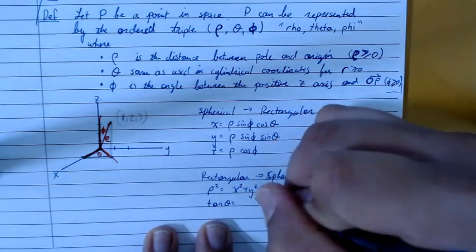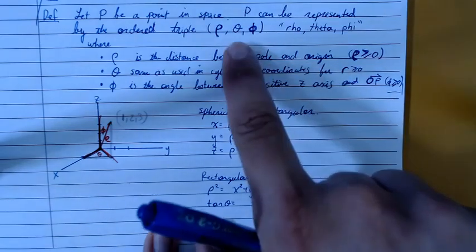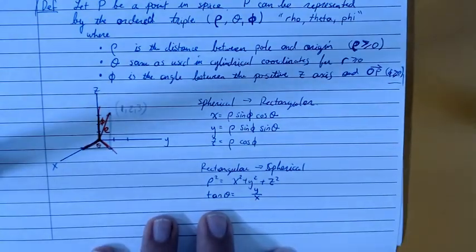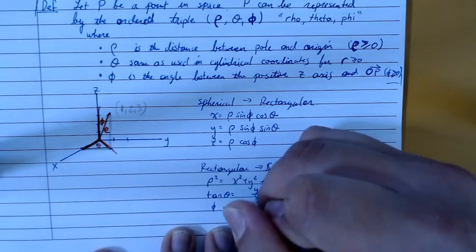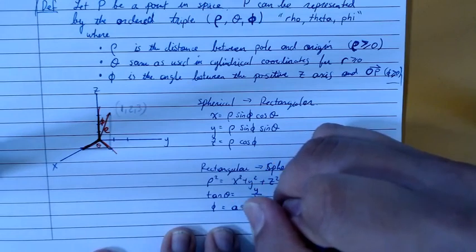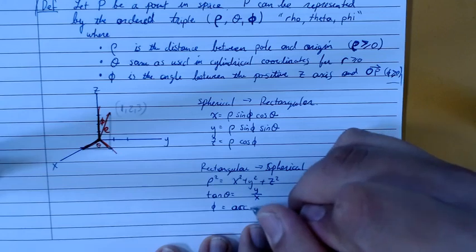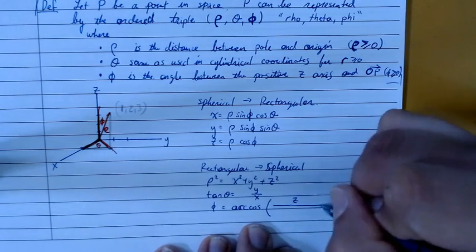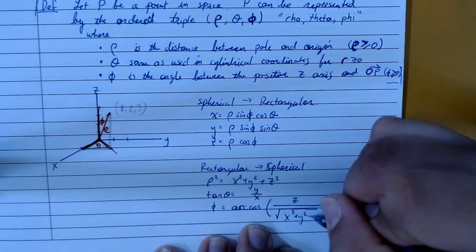Tangent of theta is equal to y over x. That's exactly what we have with rectangular coordinates to cylindrical coordinates, because that's the same theta. Right? That's the same one used in cylindrical coordinates. And finally, we have that phi is equal to, and this one's a little unexpected, the arc cosine of z over the square root of x squared plus y squared plus z squared.